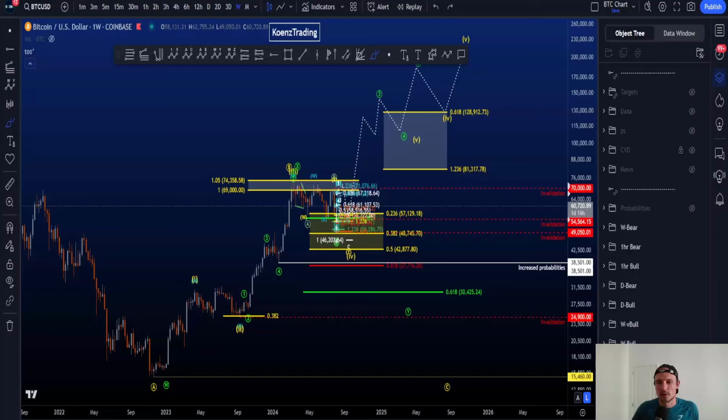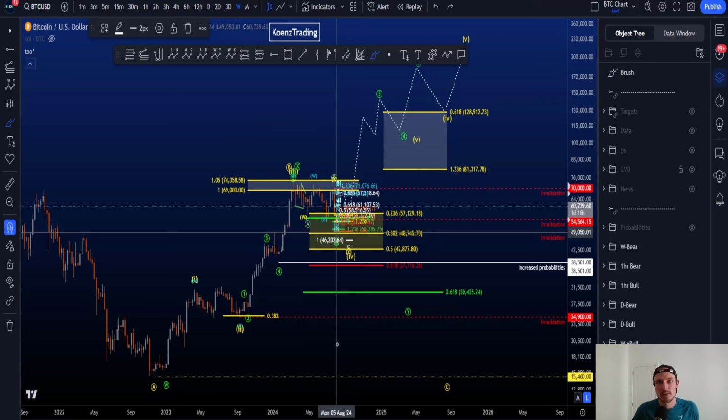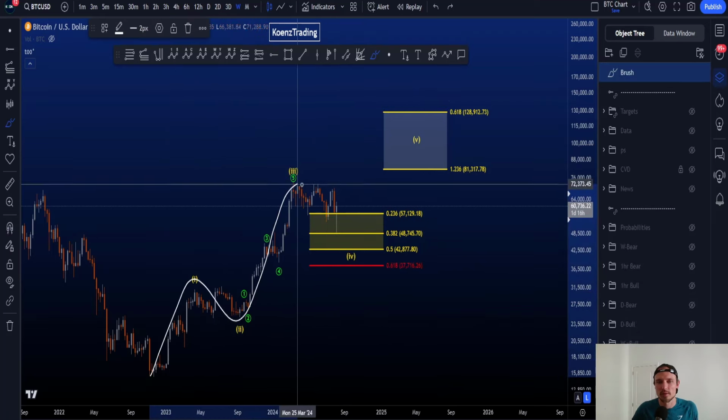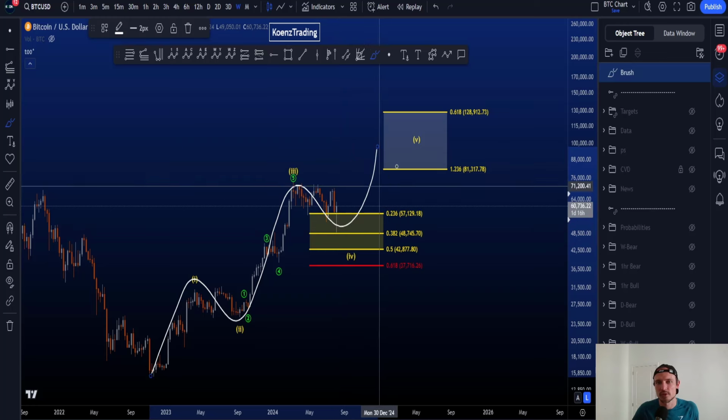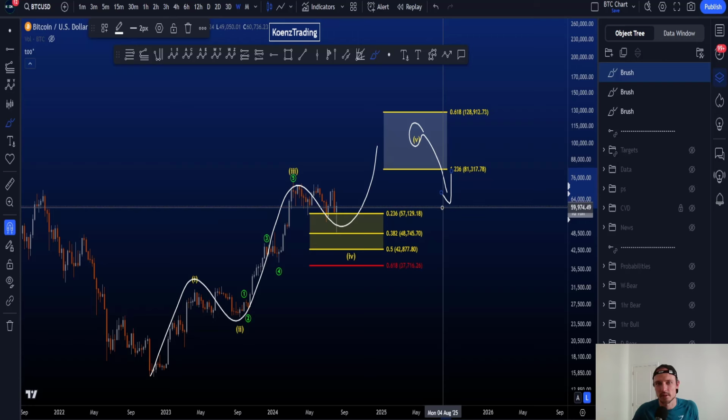Hi everyone, let's go over my bullish and bearish Elliott wave scenarios on Bitcoin, starting with the conservative bullish scenario on the weekly time frame, where we are looking for a 5-wave impulsive structure to the upside, and after wave 5 we are looking for a bear market to come.